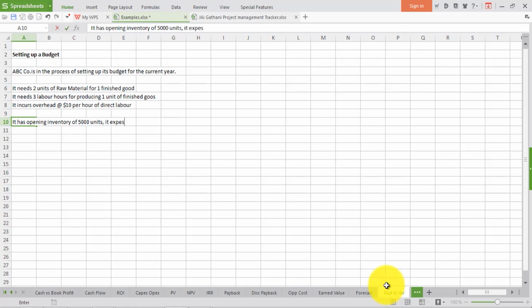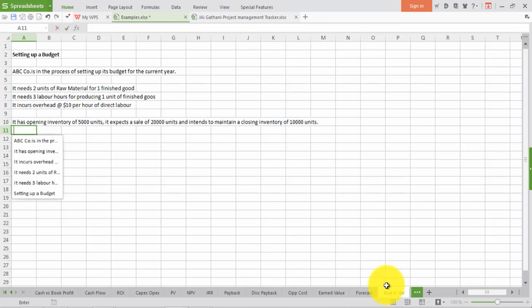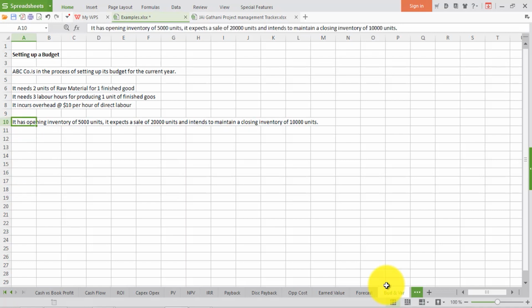It expects to sell, let's go with 20,000 units, and intends to maintain a closing inventory of 10,000 units. So based on this information, first of all, we need to figure out the number of units the entity intends to produce. Based on that, the entire production budget, material budget, and labor budget will be formed.